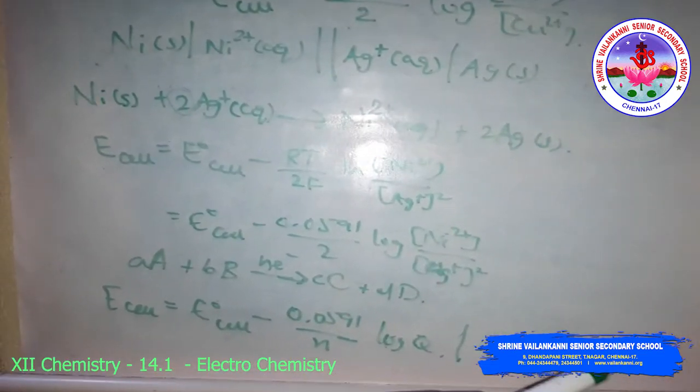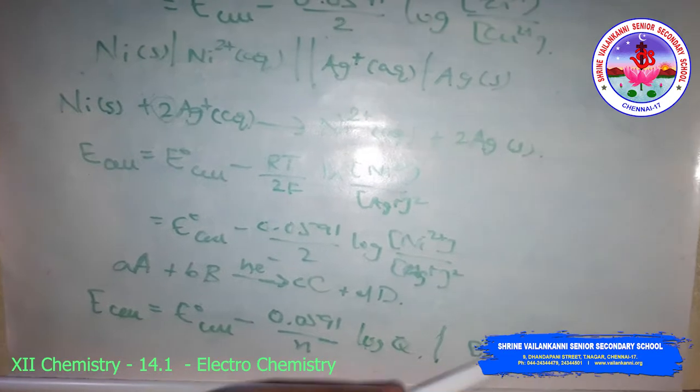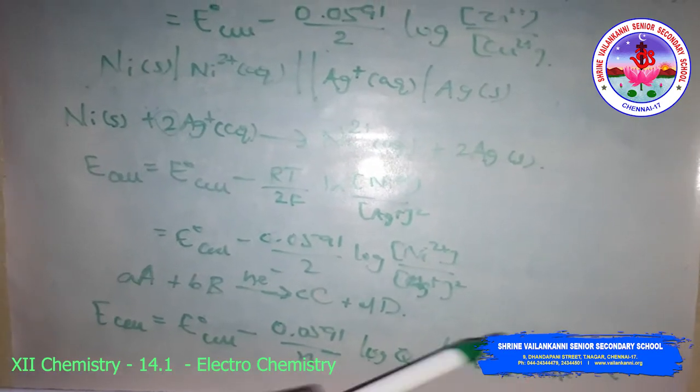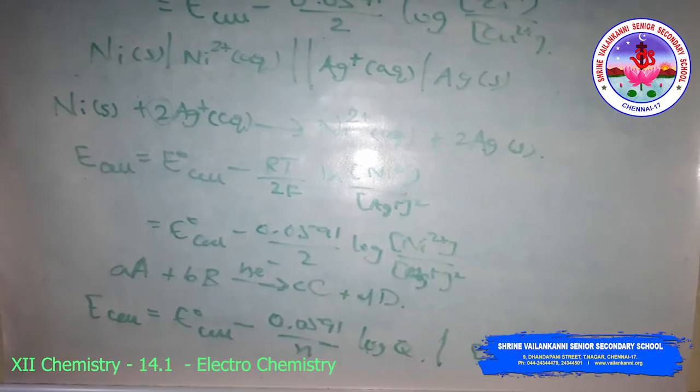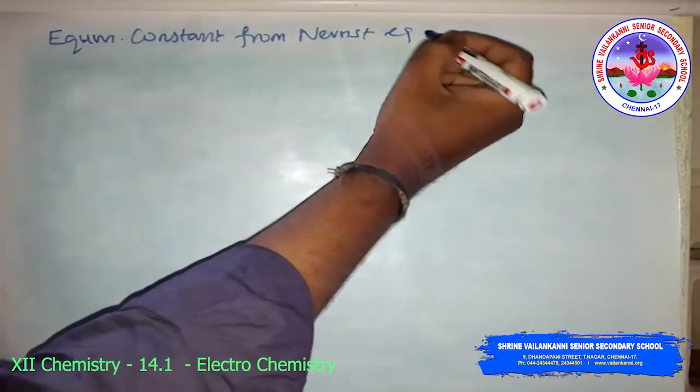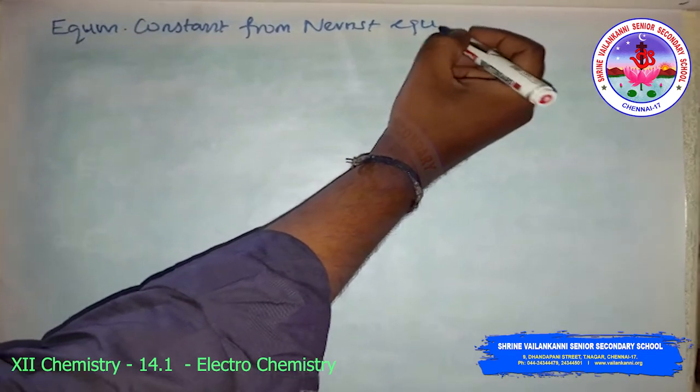Okay, the reaction quotient will be what? The product divided by the reactant. So this is the Nernst equation. Then the equilibrium constant from the Nernst equation.